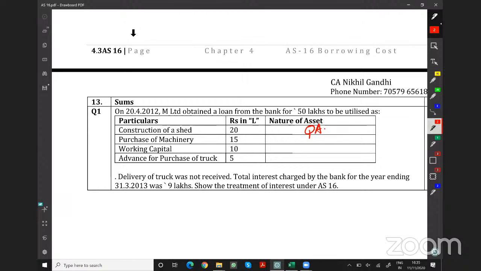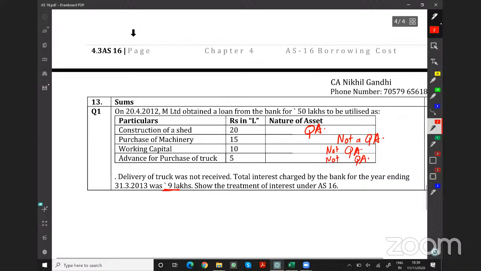Purchase of machinery. Does it normally take a substantial period of time for its intended use? No. It will take hardly 1 or 2 days for its installation. That's all. So this is not a qualifying asset. The third part, working capital, is not considered a qualifying asset. Advance for purchase of truck. Is a truck considered a qualifying asset? No, sir. A truck is not considered a qualifying asset.